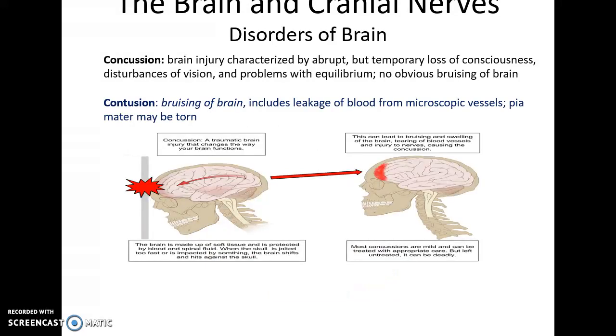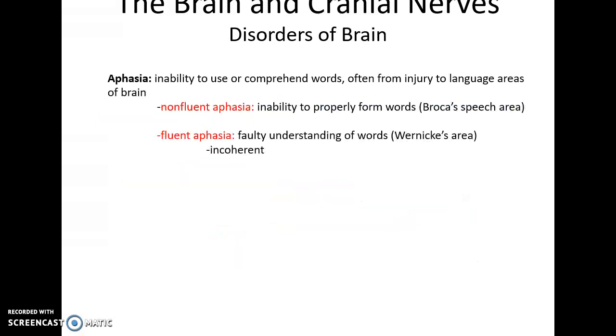Concussion is another brain injury where basically you temporarily lose consciousness from some sort of head injury. There's no obvious trauma to the brain. Contusion is when the brain actually is bruising. There's leakage of blood around the brain. The pia mater may be torn.